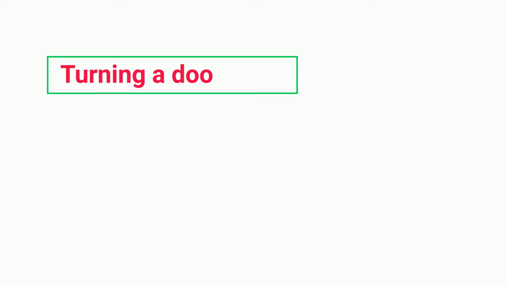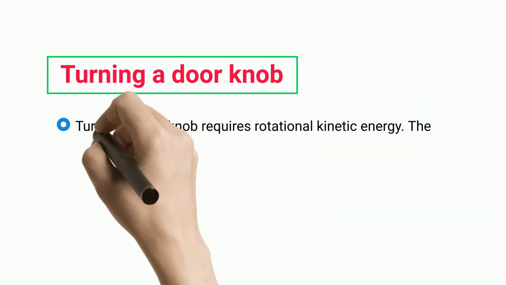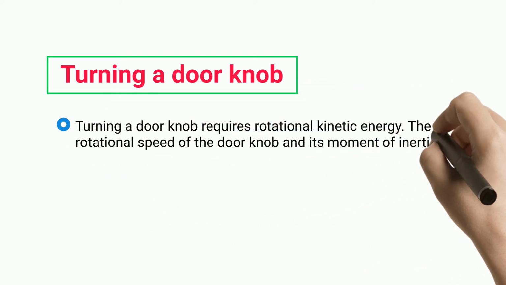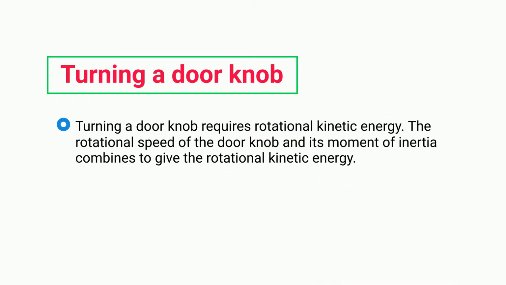Turning a doorknob. Turning a doorknob requires rotational kinetic energy. The rotational speed of the doorknob and its moment of inertia combine to give the rotational kinetic energy.